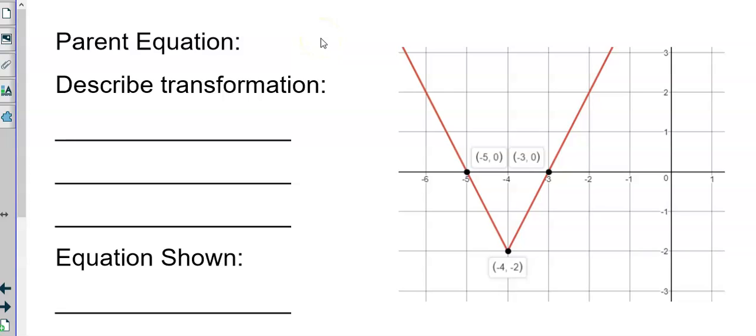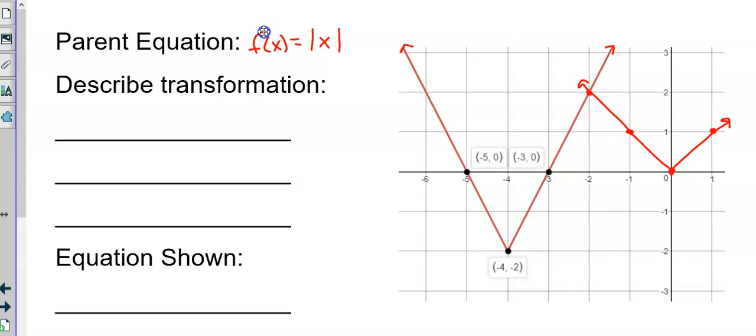All right, next one, parent equation. It's a V shape, so that tells me that it's an absolute value equation. So absolute value of x. And then what is happening to it? Well, I think there are 3 things happening to it. So again, I'm going to start with what the parent function would have looked like. Maybe add some arrows up here as well.